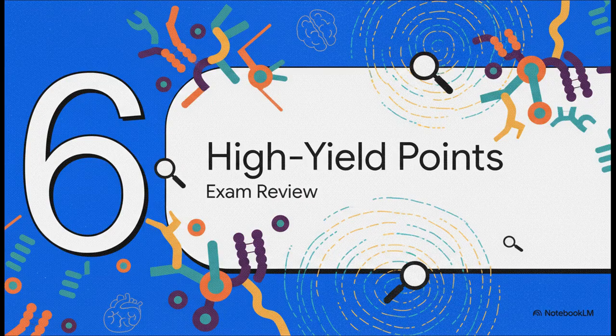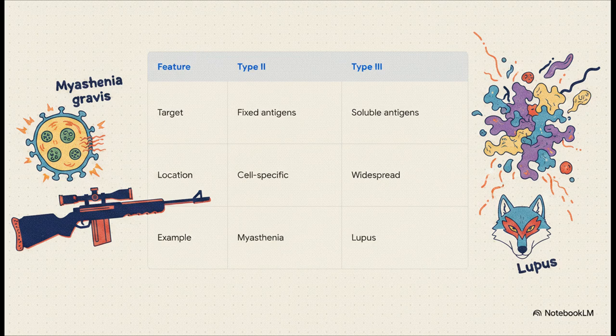Finally, Section 6, High-Yield Exam Review. Let's bring it all together. Examiners absolutely love to test this, so if you're taking boards anytime soon, lean in. Here is the ultimate breakdown differentiating type 2 and type 3 hypersensitivities. In type 2, the antibodies are attacking fixed antigens on specific cells. That leads to localized, cell-specific injury, like what we see in myasthenia gravis.